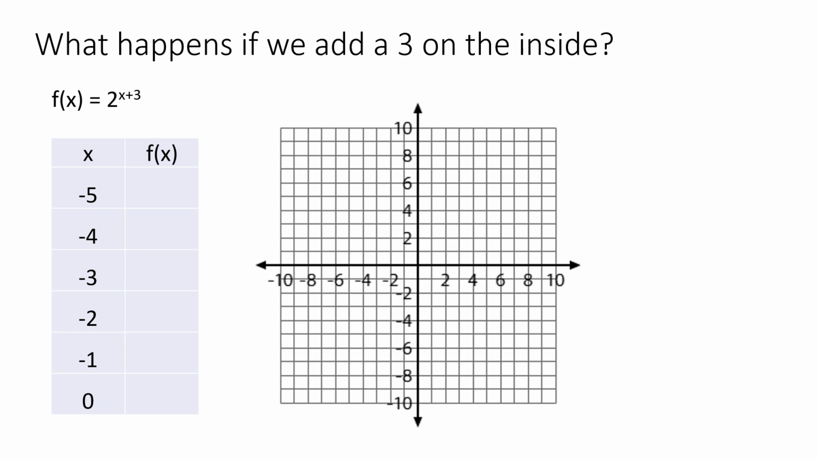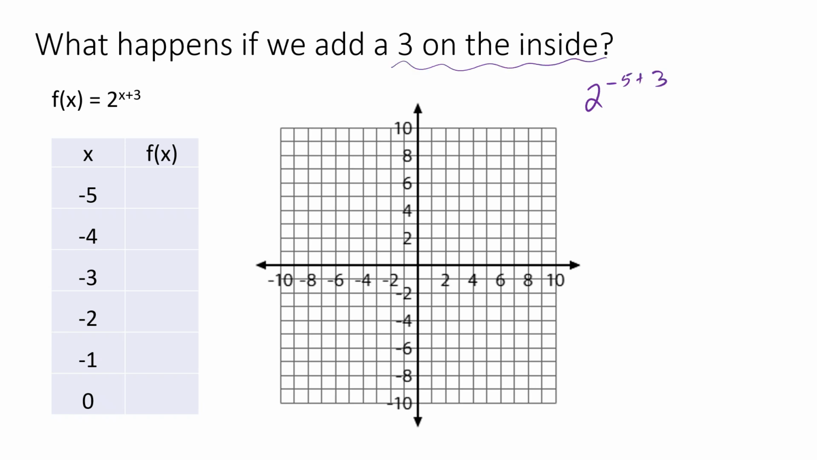Now you will notice on this one that I did change the x values. Okay, and there is a reason for that. So let's go ahead and see how this one shakes out. So we're going to start with x is equal to -5. So this one, we are adding 3 on the inside.